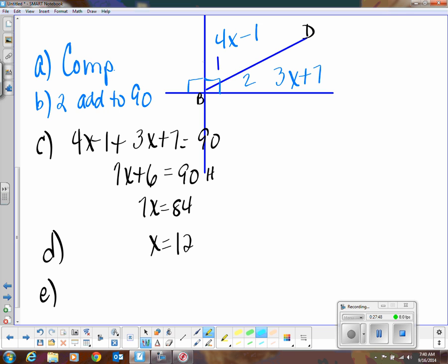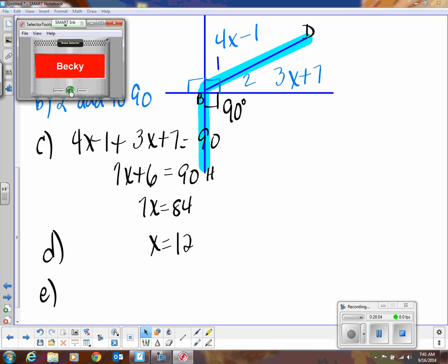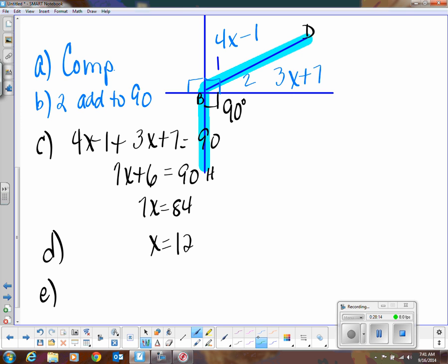So I'm going to highlight this angle. H, B, D. What do we know about this part right here? It's what? 90. So I want to get that angle. It's going to be bigger than 90. How do I find this other part, Kayla? Okay, how would you find this angle here?